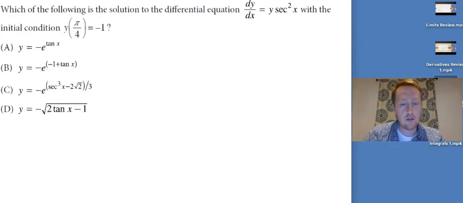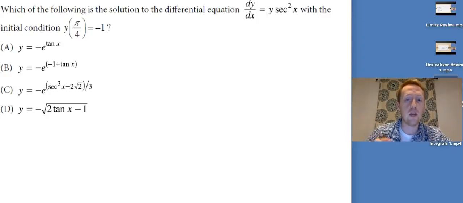So, which of the following is the solution to the differential equation? dy/dx equals y secant squared x with the initial condition y of pi/4 equals -1. Now, I think this is a pretty hard multiple choice question. Seems a little unreasonable to me because I know in the FRQs they offer you way more points to do the same thing, but that's all right because this is still a skill we need to practice.